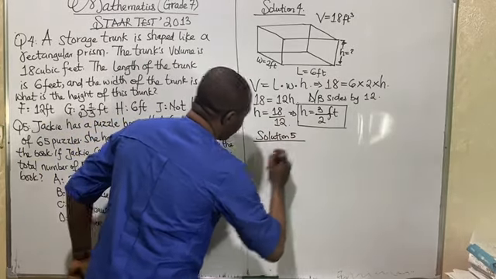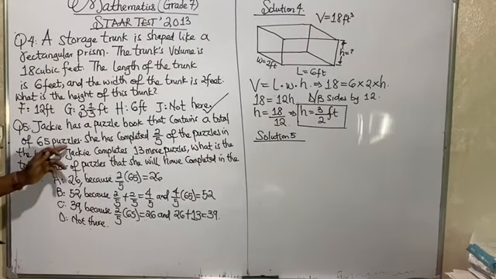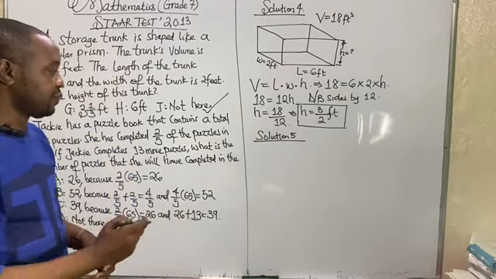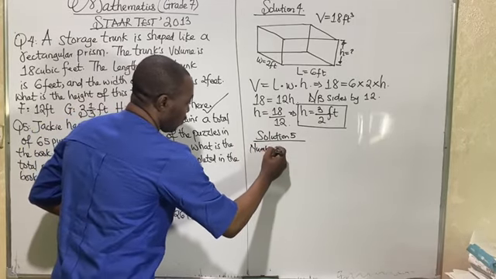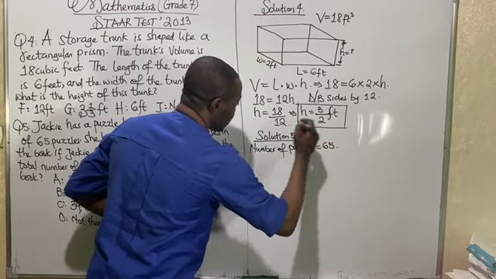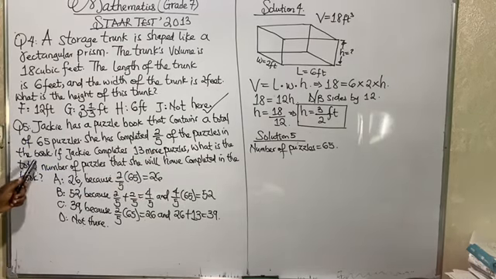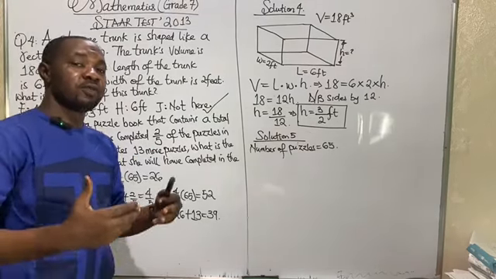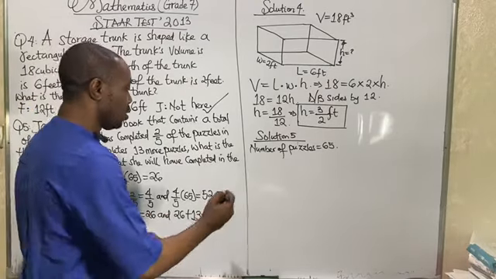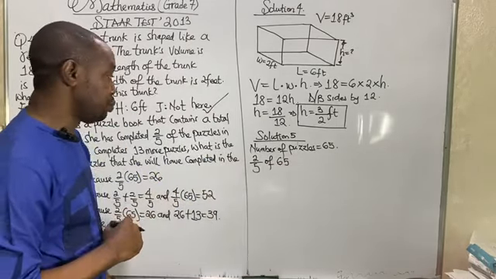Now, let's talk about question 5. For question 5, Jackie has a puzzle book that contains a total of 65 puzzles. That means the number of puzzles in the puzzle book is what? 65. So we can say here that the number of puzzles is 65. Now she has completed 2/5 of the puzzles in the book. So if she has completed 2/5 of the puzzles in the book, now let's find out the number of puzzles that will be.